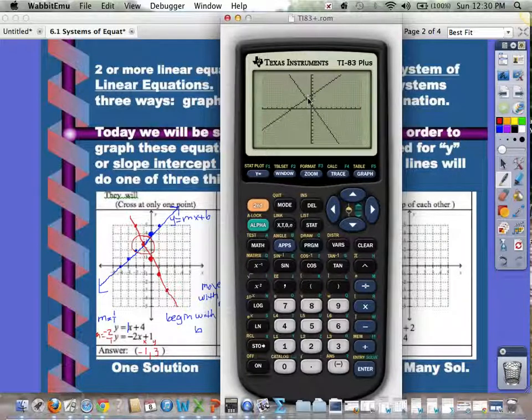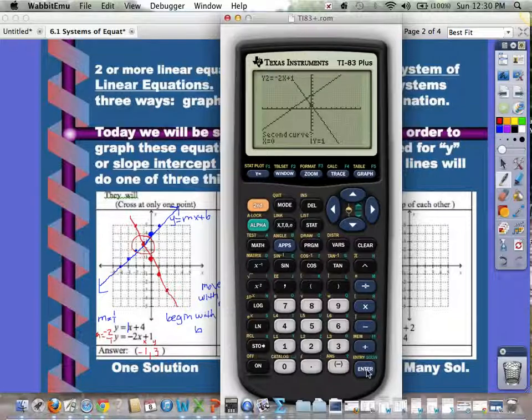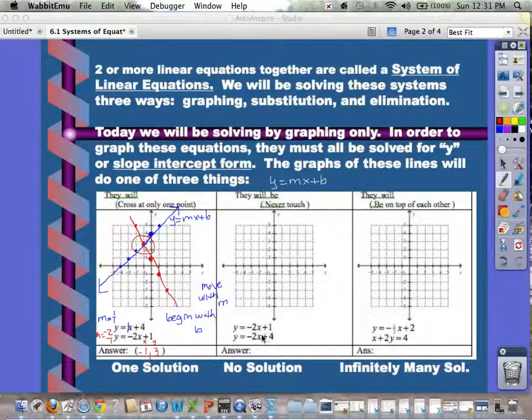Now, if you want to know that point right there, there's a way we can do it. We do second trace, and we want the intersection, which is number 5. Second trace 5, you're going to hit enter, enter, enter 3 times. And look what it tells us. Our intersection is x = -1, y = 3. So you will have to be able to graph them on paper, and you can always check your answers on your calculator. But you need to be able to do both. Okay? Check your work.